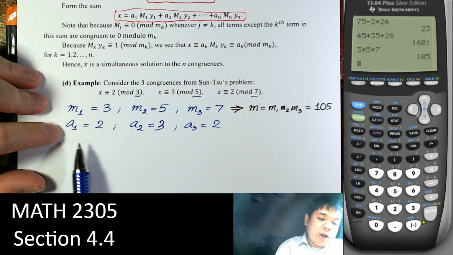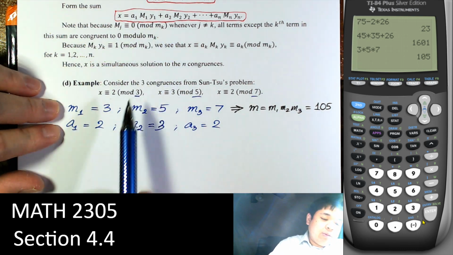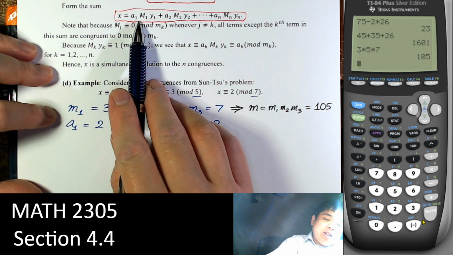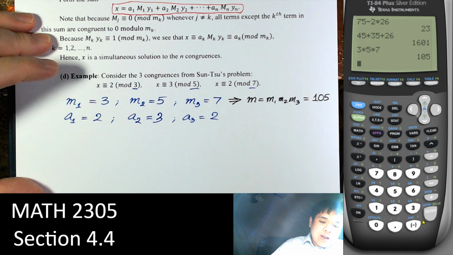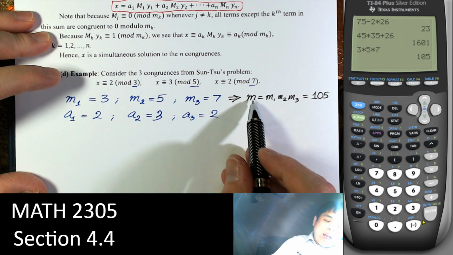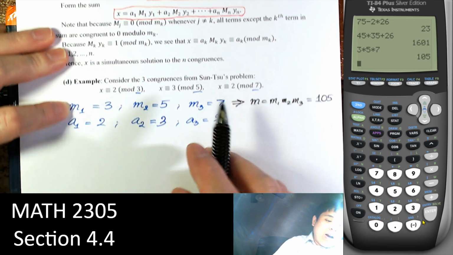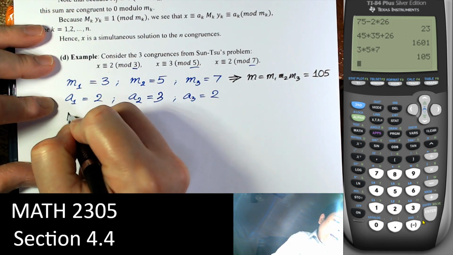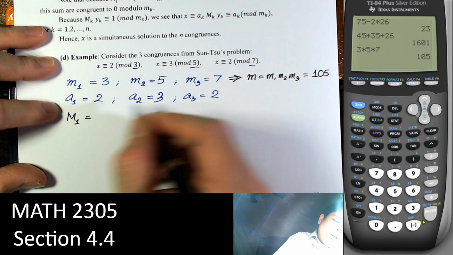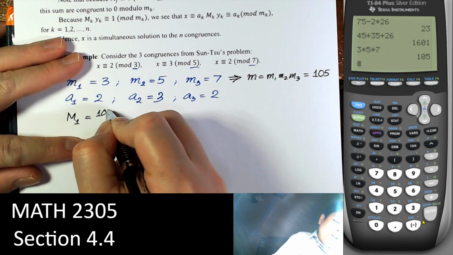Right, so we have A, and we have, actually we don't have yet. Now we calculate the big M. Big M is M divided by little m_k. So big M1 is 105 divided by 3.